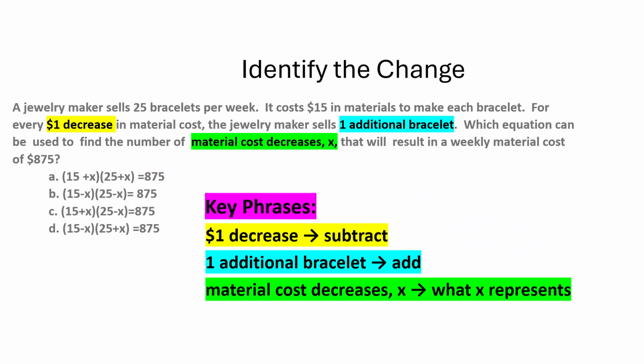But it's important to take a look at what we have and focus on these key phrases. When we have a $1 decrease in material costs, that simply means that we're going to subtract the material costs. And then when we have one additional bracelet sold, that means that we're going to add to the number of bracelets. The relationship occurs right here, and it's very important to pay attention to it.